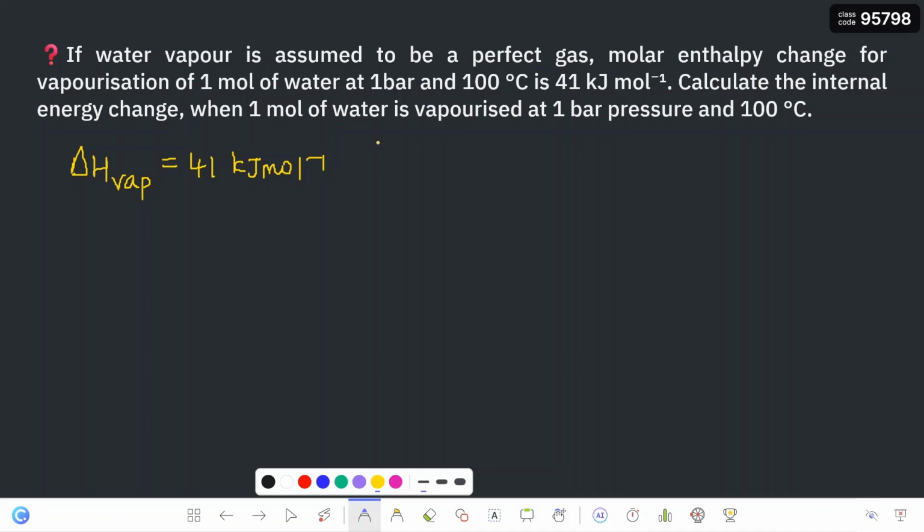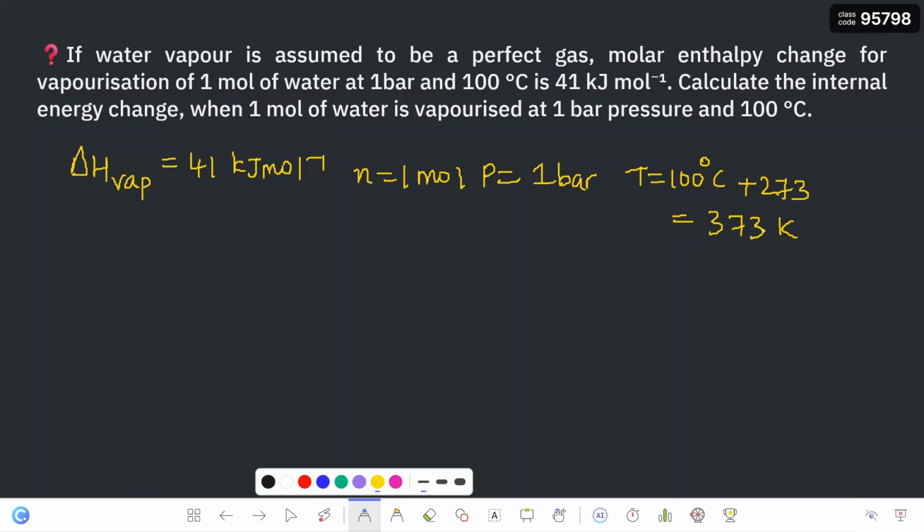For 1 mole of gas, the number of moles is given, pressure is given as 1 bar, and temperature is given as 100 degrees Celsius. So now itself I will convert it into Kelvin. Usually we calculate everything in the Kelvin scale, so by adding 273, it becomes 373 Kelvin. They have asked to calculate the internal energy change. So we need to calculate the delta U when 1 mole is vaporized at 1 bar pressure and 100 degrees Celsius.